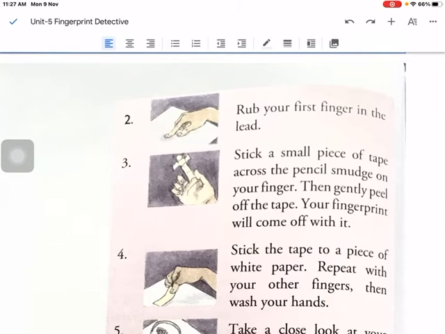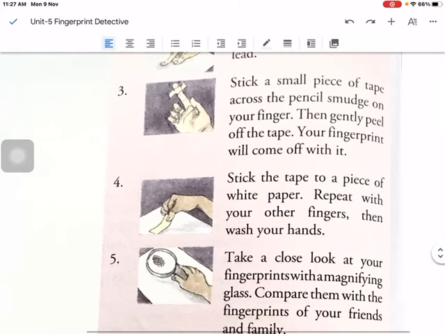Now we have to stick a small piece of transparent tape across the pencil smoke on our finger. Then we have to peel it off gently. Now we can see our fingerprint has come off with it. Number 4: stick the tape onto a piece of white paper, repeat with your other fingers, then wash your hands. Similarly, with the same process we have to do all our fingers.